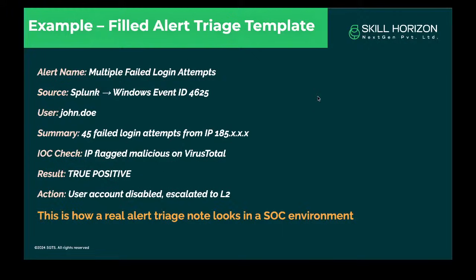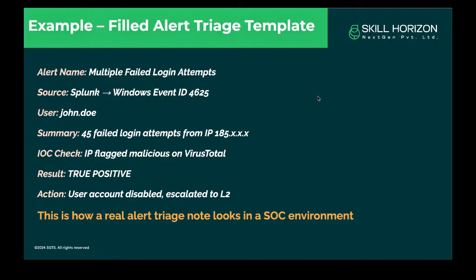So you noticed multiple failed login attempts, so you are monitoring that. The source will be Splunk. Splunk is a SIEM tool, so if you are using that, here you will receive the alert, right? If you are using Sentinel, QRadar, or whatever other tools you are using, you can mention the source. Then the Windows event ID will be 4625 for failed login attempts.